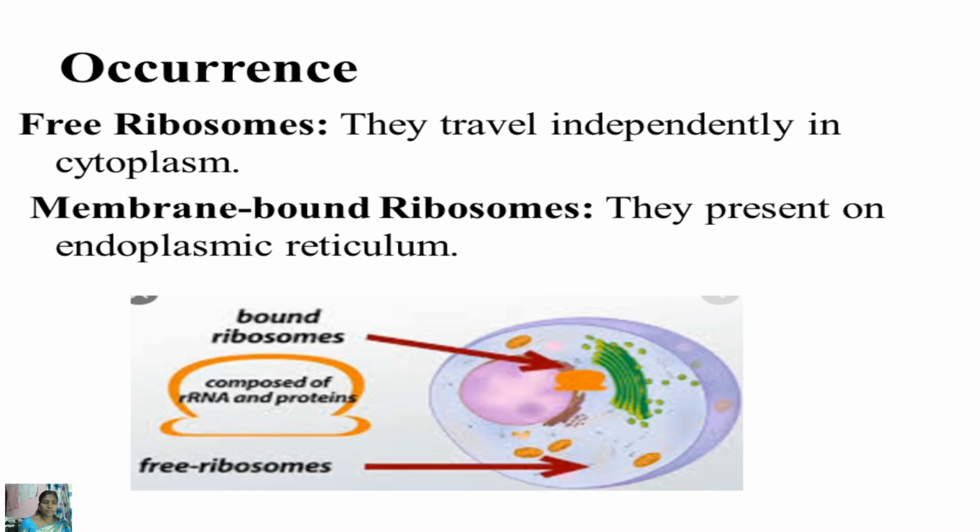Where are these ribosomes present? As to the occurrence of ribosomes, you can find free ribosomes, which travel independently in the cytoplasm, and ribosomes that are also seen membrane bound, present on the endoplasmic reticulum. Here you can see the enlarged view of a cell, with the ribosomes present on the endoplasmic reticulum and also free floating ribosomes. They are mainly composed of rRNA and protein.